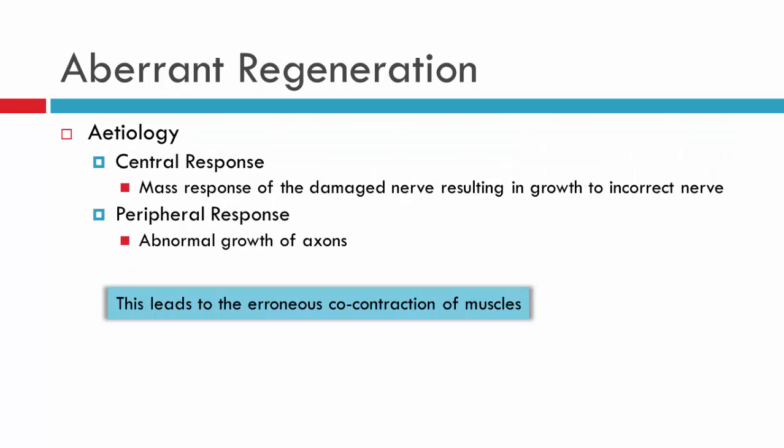Why does aberrant regeneration occur? It is thought that there's a misdirection of the nerves that are healing. So either a mass response of the damaged nerve, which results in a growth of incorrect nerves going into the wrong direction, or abnormal growth of axons, again, misdirected. This will lead to an erroneous co-contraction of muscles.